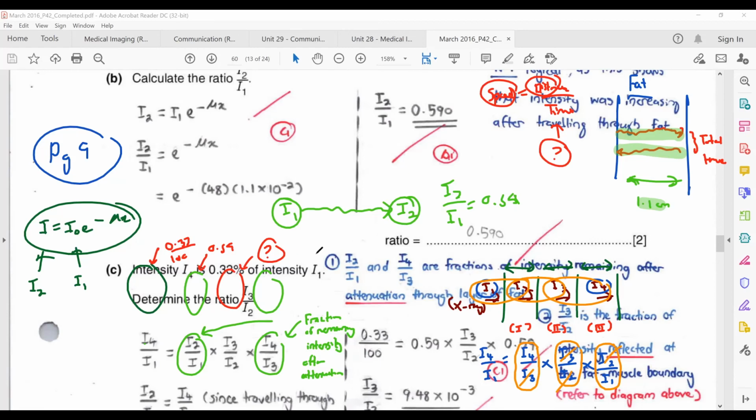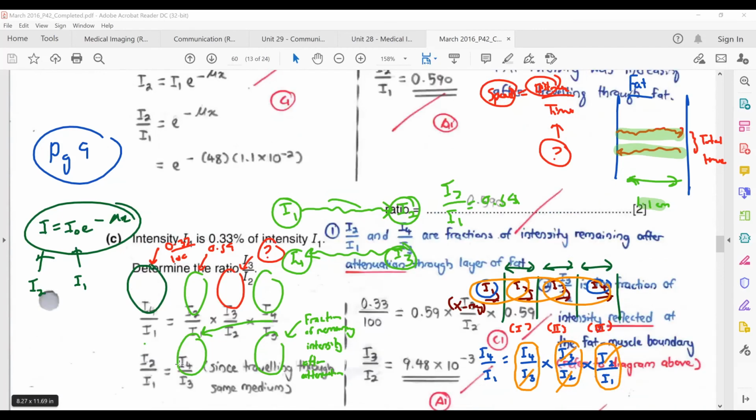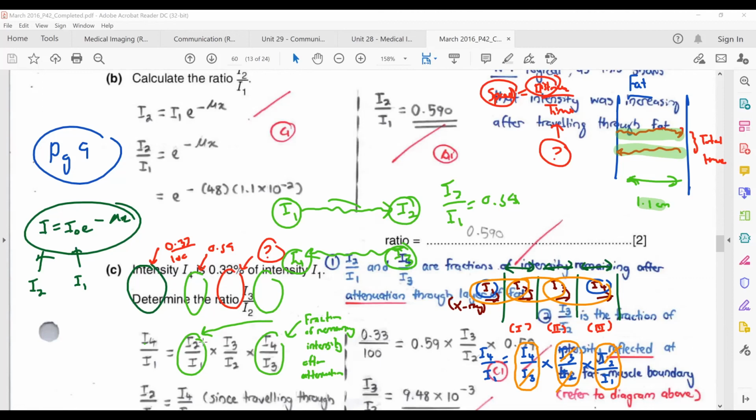Likewise, if after reflection I get I3, then I get I4 here, this one will also go through attenuation. Because they're traveling through the same medium, the fraction remaining will be the same as this one here. I4 will be 59% of I3, or I4 will be 0.59 of I3. So they would have the same values. This one and this one will just be 0.59, 0.59.